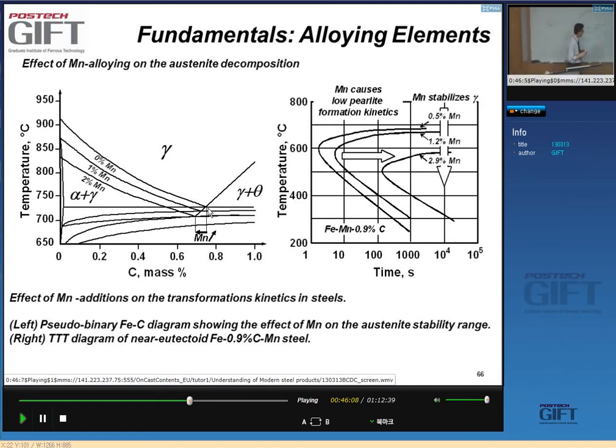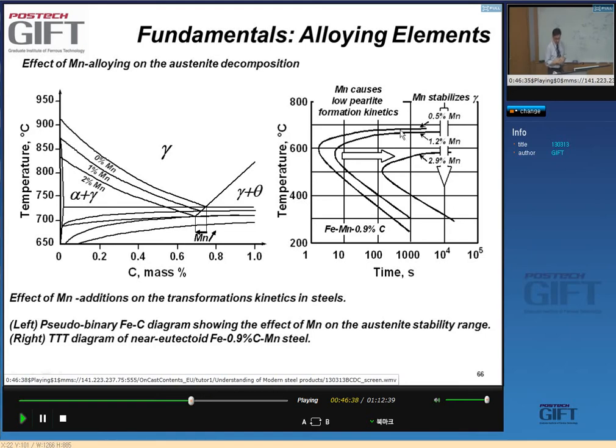In order to see trends. Right, so manganese, from looking at the data on the slide, is an austenite stabilizer. That's always the first thing you do. The second thing you do is you have a look at transformation curves, yes? Because that will tell you something about what you can expect when you add manganese.